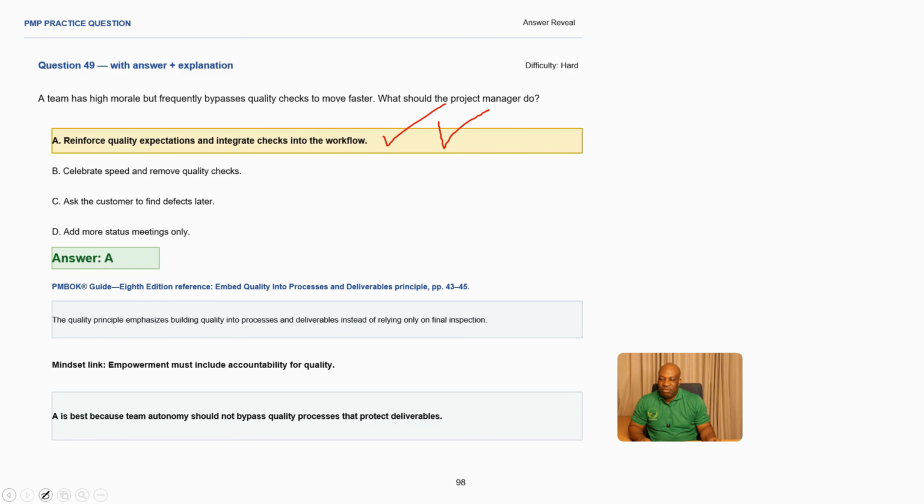You need to reinforce quality expectations and integrate checks into workflows. Quality must be done throughout the project, so you need to embed quality. This is our reference in our PM book. The best mindset here is empowerment must include accountability for quality. Quality is very important; you produce a quality product. Making A the best answer, because team autonomy should not bypass quality processes that protect deliverables. All right, making A the best answer.